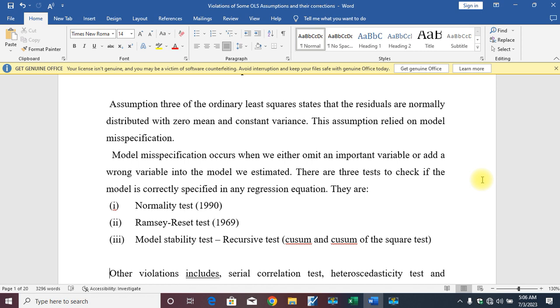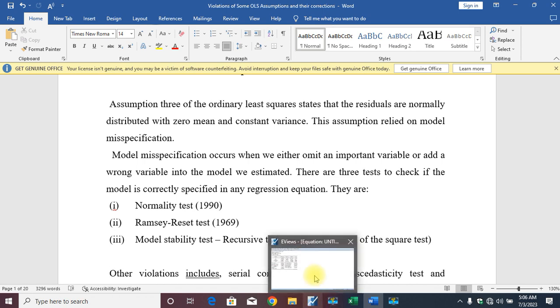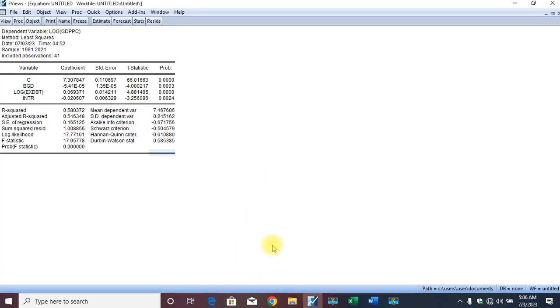So let's go to my EViews portal where I will show you how to read these tests and how to interpret them. This is my EViews worksheet. I estimated the impact of budget deficit on economic growth in Nigeria. Let's assume it's an OLS estimation.